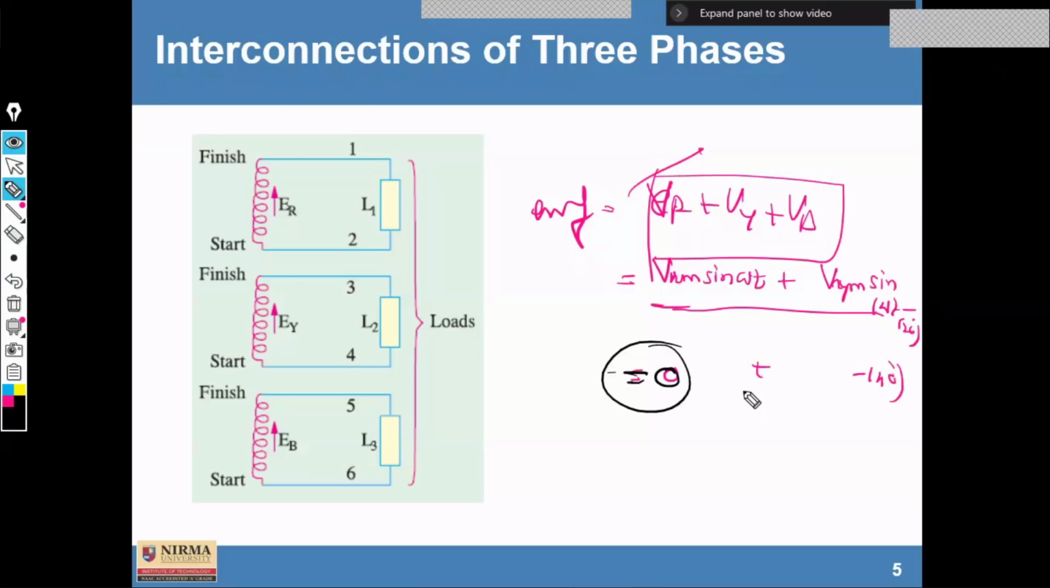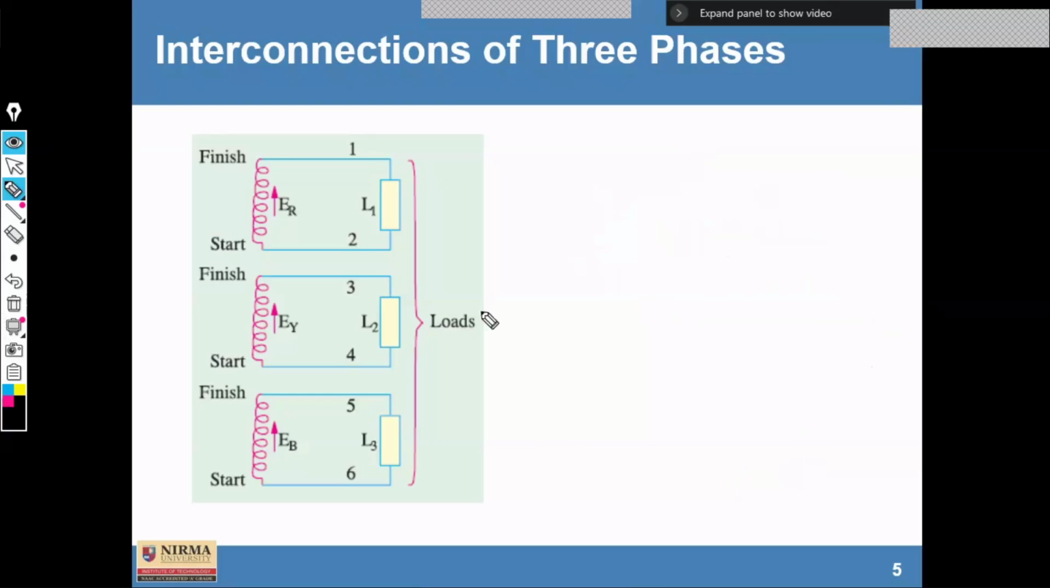So the summation of all these three voltages. Similarly, we can find the summation of all these three currents. The current flowing through the three different phases, IR plus IY plus IB, is equal to 0. As per the law, you can apply Kirchhoff's voltage and current law. Fine. So here, the summation would be 0. Now, based on this, we can have the different connections.